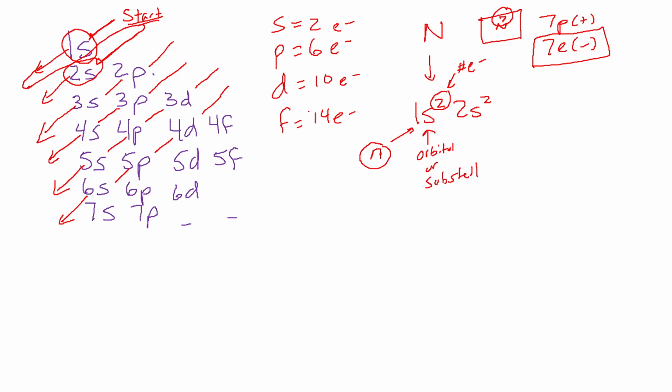So we're not done actually with our electron configuration. We just count the top numbers. 2 and 2 is 4. We actually still need to continue. So we're going to continue this way. We're going to zigzag back.